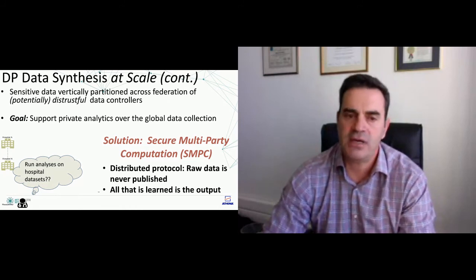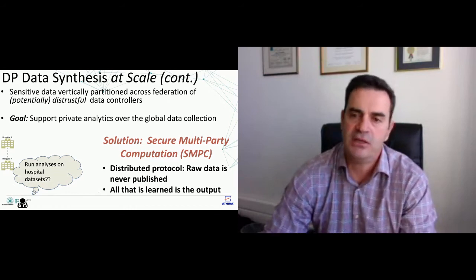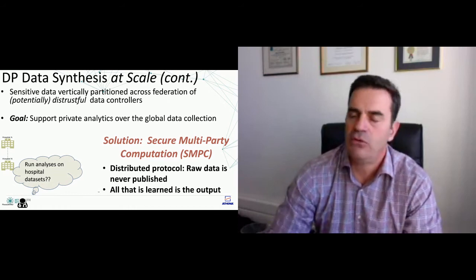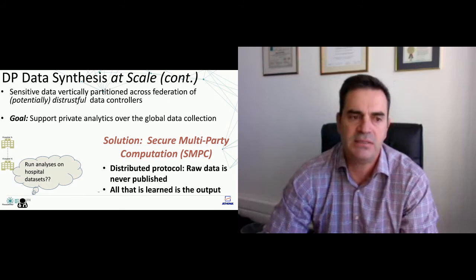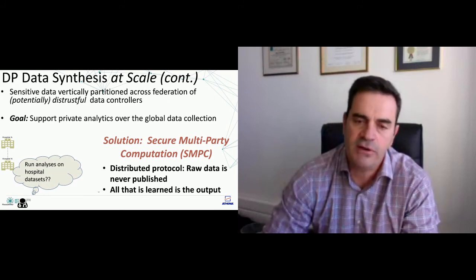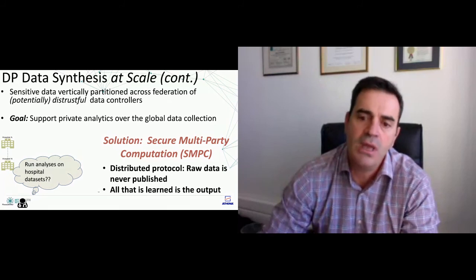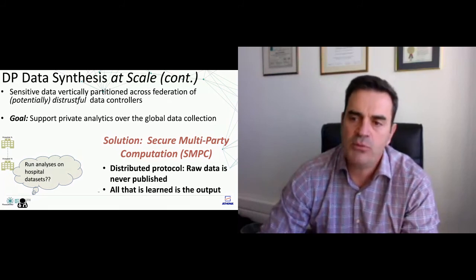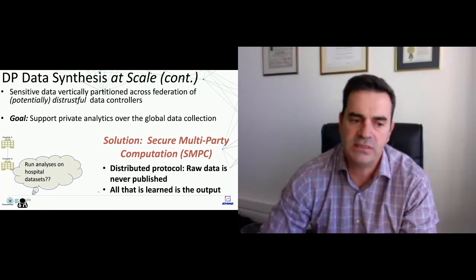So they don't really trust each other with respect to sharing data. They don't want to publish data or put data together in a centralized place. But at the same time, they want to run some analysis over the entire global data collection. And a tool like secure multi-party computation is a cryptographic tool that allows us to do these federated secure computations.